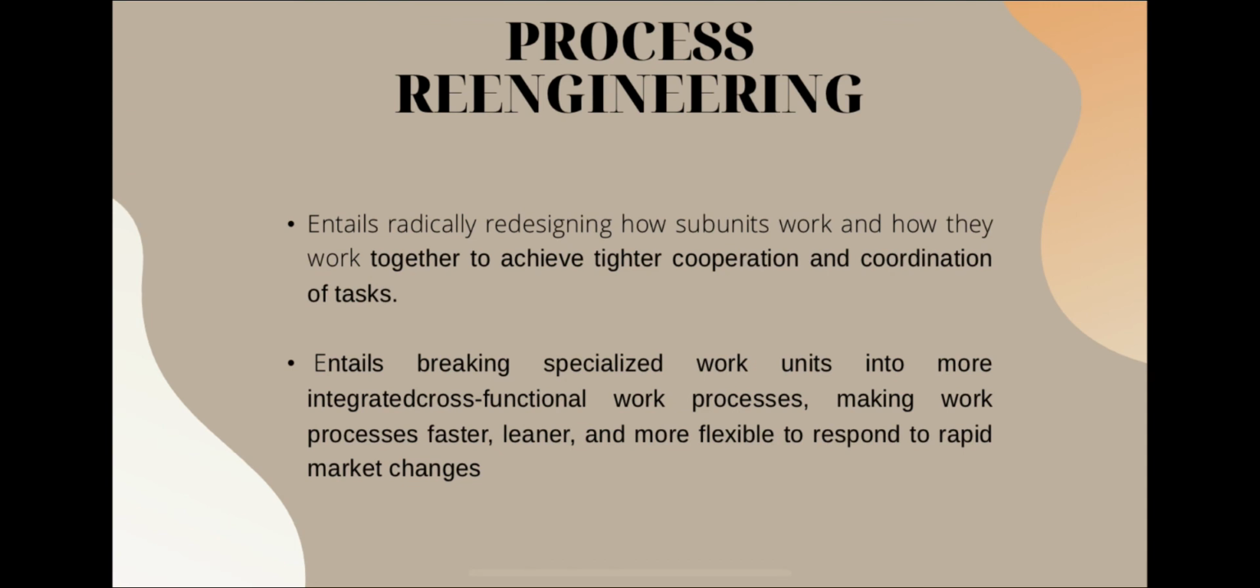So the last one is process reengineering. It entails radically redesigning how subunits work and how they work together to achieve tighter cooperation or coordination of tasks. It also entails breaking specialized work units into more integrated cross-functional work processes, making work processes faster, leaner, and more flexible to respond to rapid market change. Here, reengineering is implemented alongside information technology systems to facilitate cross-functional business processes.